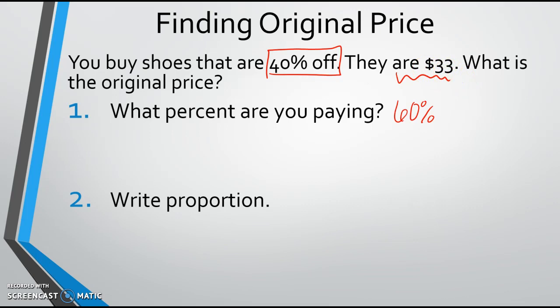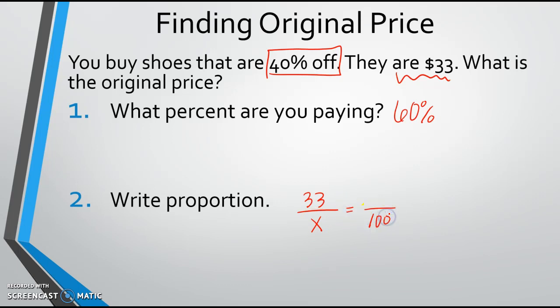Then our second step is going to be to write a proportion. So we know that the part that we're paying is $33. So that's going to go in our numerator. That's our sale price. Our original price is the part that we don't know, the whole amount. So we're going to put an x in the denominator, and we're going to set that equal to a percent over 100.